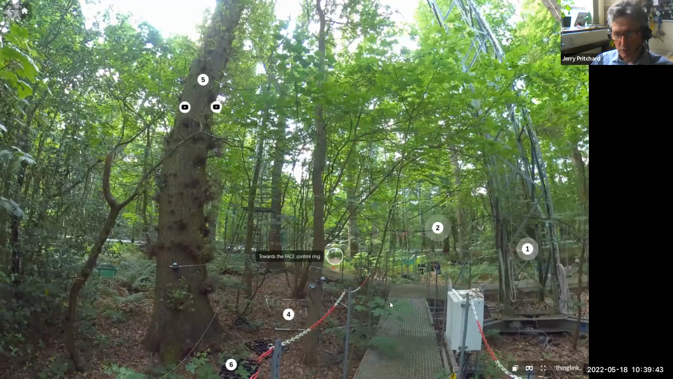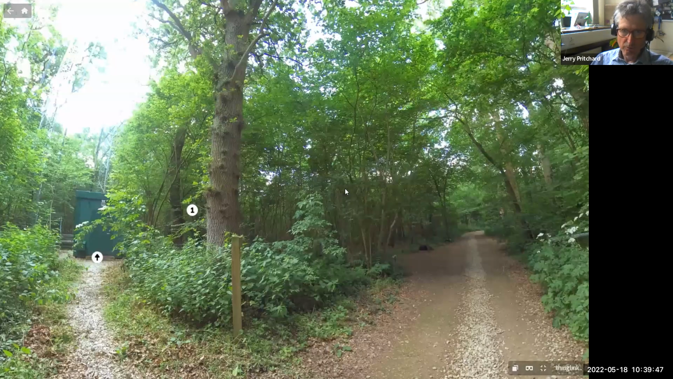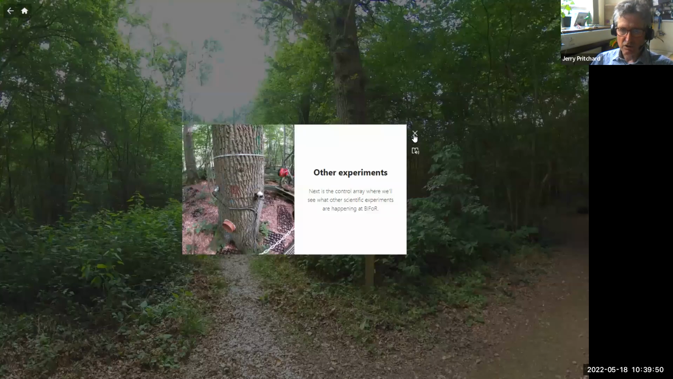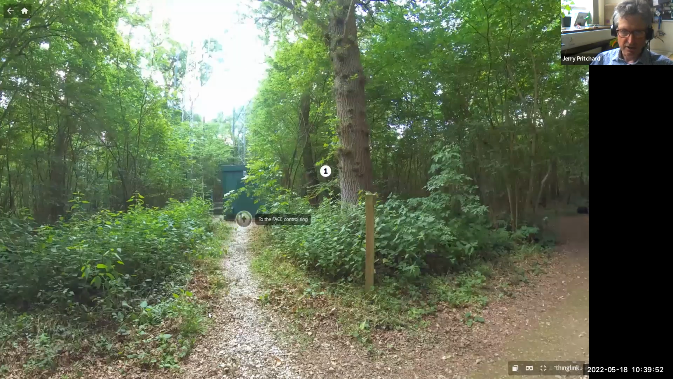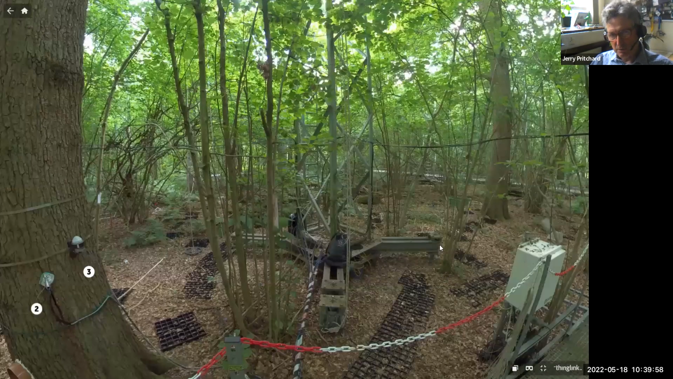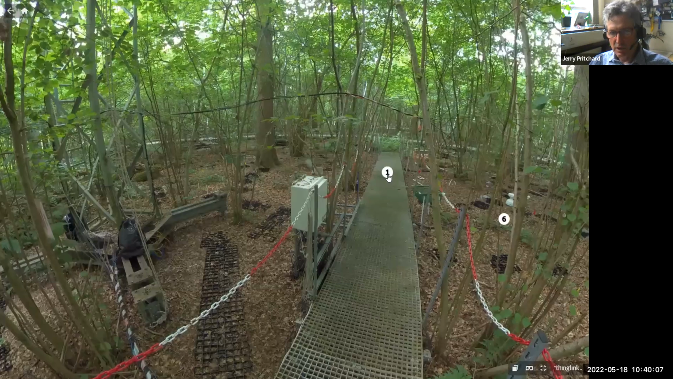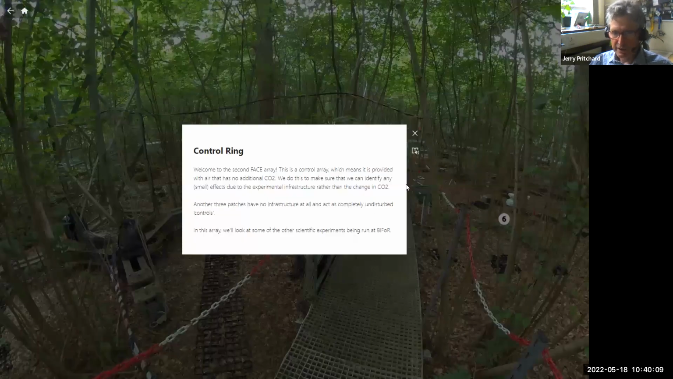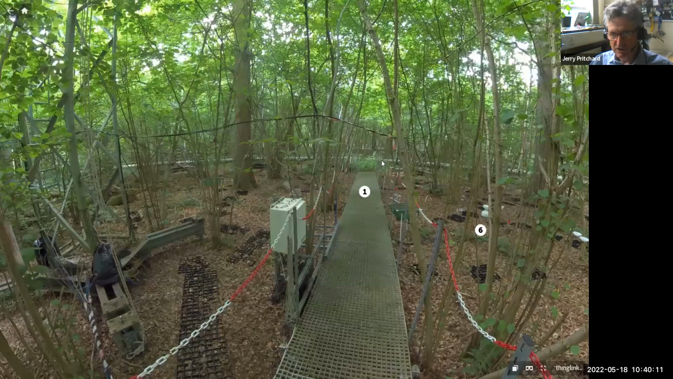Okay, so we'll go now to another ring and have a look in that one, and show you some of the other data and experiments that are going on, just to give you a more complete picture. Here you get quite a good close-up of how these things are screwed in and not concreted into the base there. This is the central pylon in this ring. And again, this is a control ring. You can see this now contains air, not CO2.